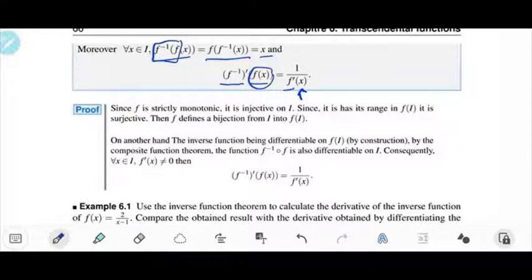So to prove this, first, if f is strictly monotonic, then it's injective, of course, because you cannot have two numbers in the domain of f having the same image. Then if we take f from its domain I into the range f of I, then any point in the range has a pre-image. Therefore, f is surjective as well. So f is bijective. Since f is bijective, then it has an inverse function, f minus 1. Of course, it's bijective from I into f of I.